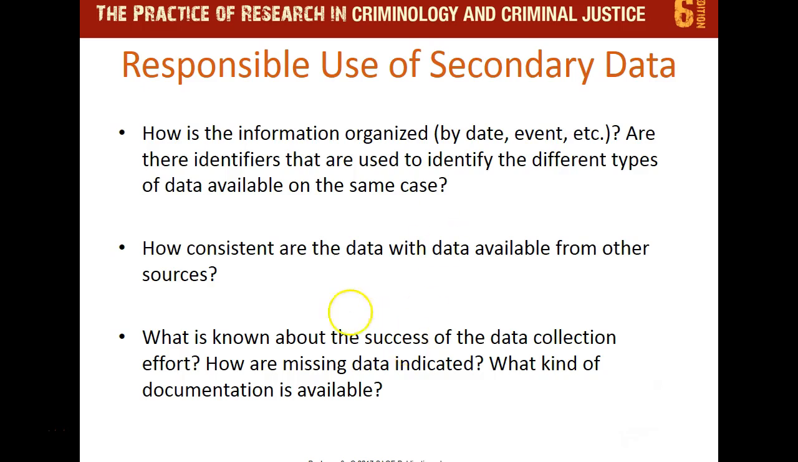What is known about the success of the data collection effort? How is missing data indicated? What kind of documentation is available? These are all the questions that you need to ask yourself when you're looking over secondary data. And you would also include this within your study.